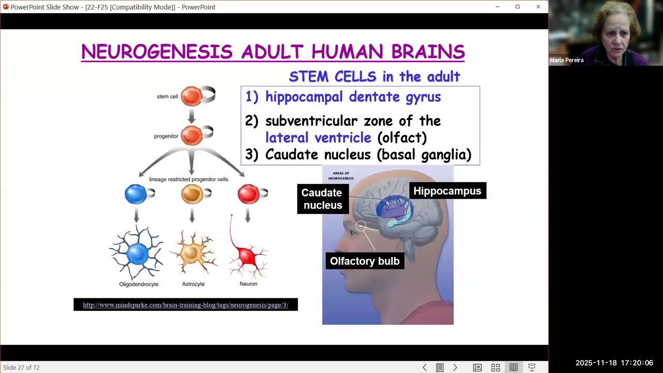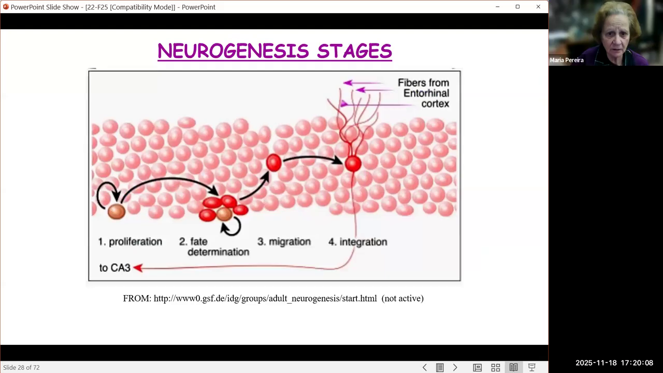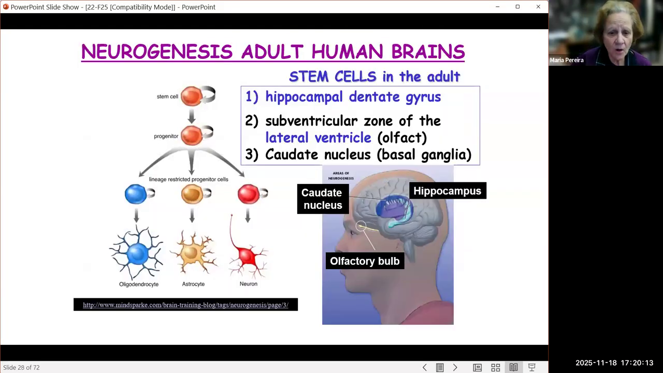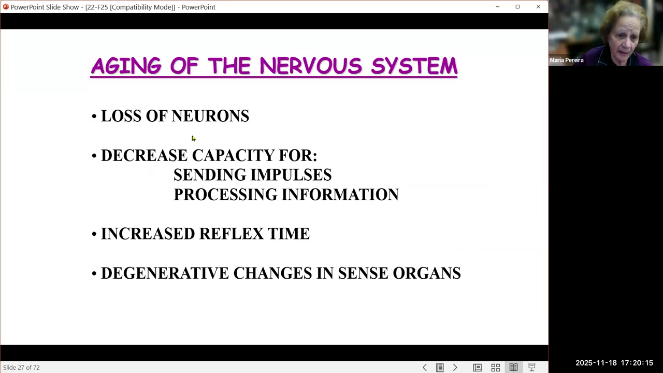Okay, so as we age, I wanted to get here. Yes, let me finish these slides. So as we age, we lose a lot of capacities. Our neurons start to degenerate. The reflex time, because the propagation of the action potential is not so efficient, increases. And also the organs, the receptors also deteriorate.